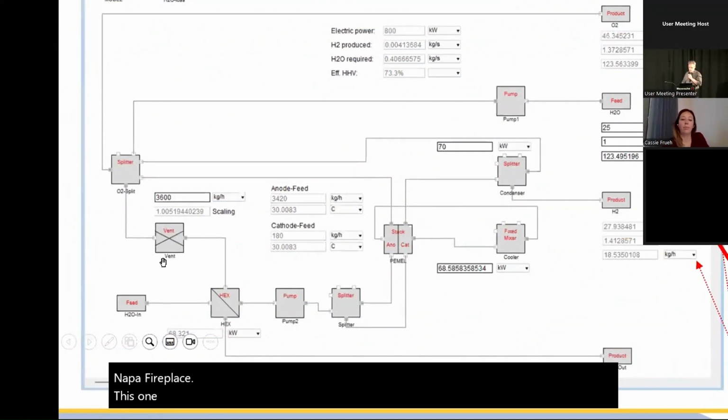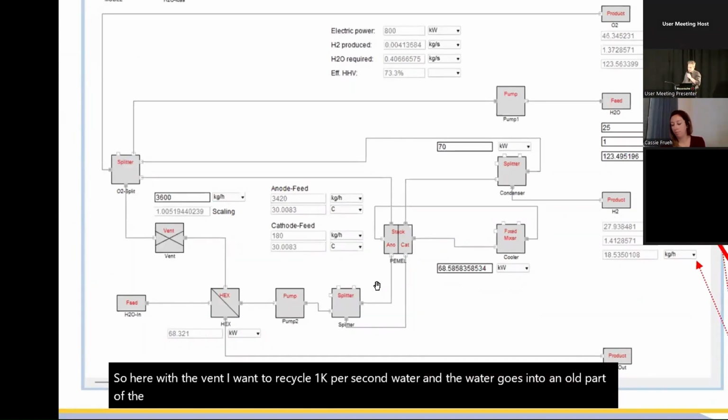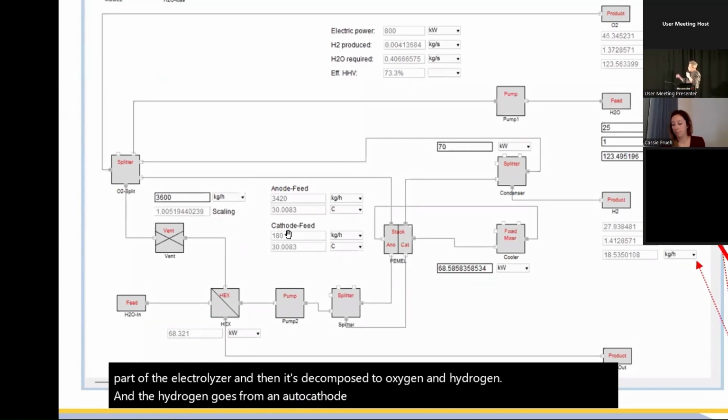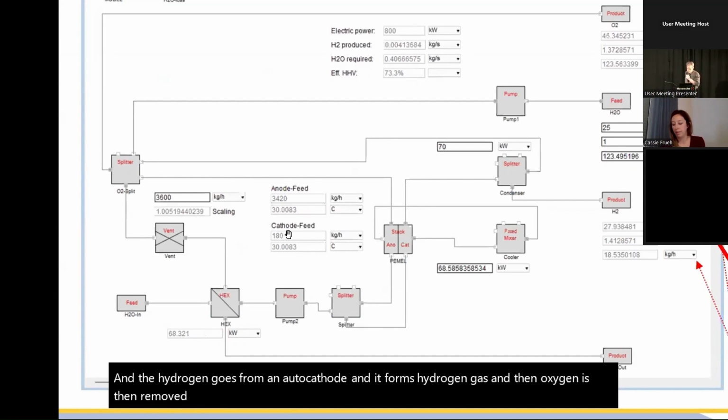So here with the vent, I want to recycle 1 kilo per second water, and the water goes into anode part of the electrolyzer, and then it's decomposed to oxygen and hydrogen. And the hydrogen goes from anode to cathode, and it forms hydrogen gas, and then oxygen is then removed from the anode with the water.